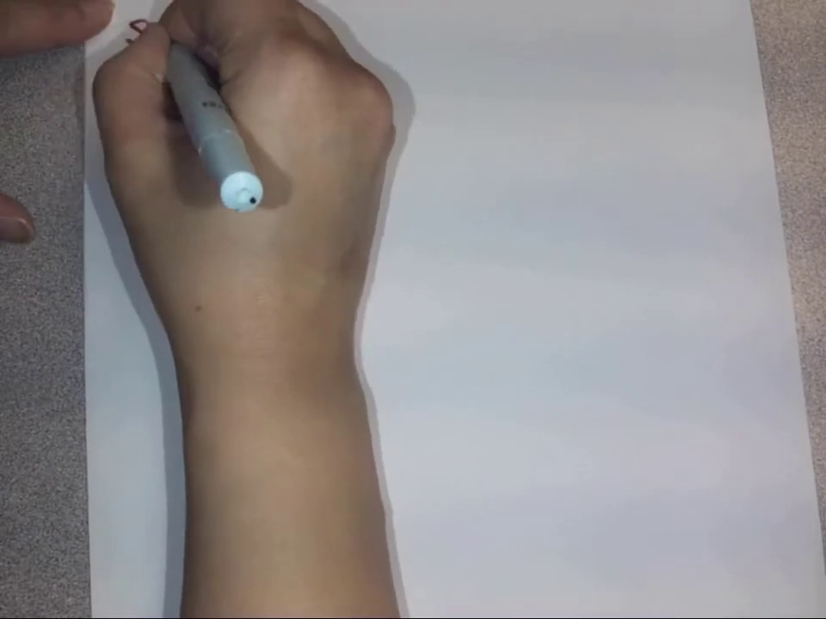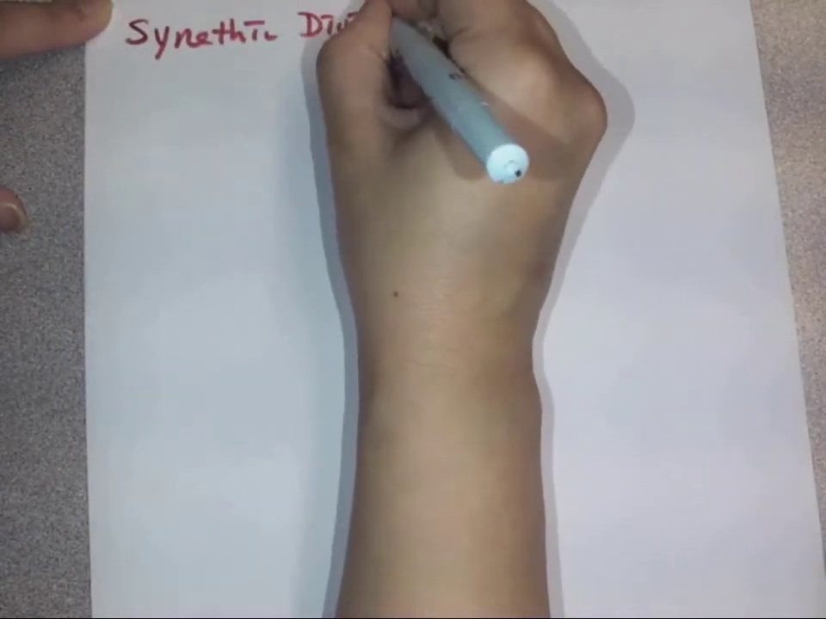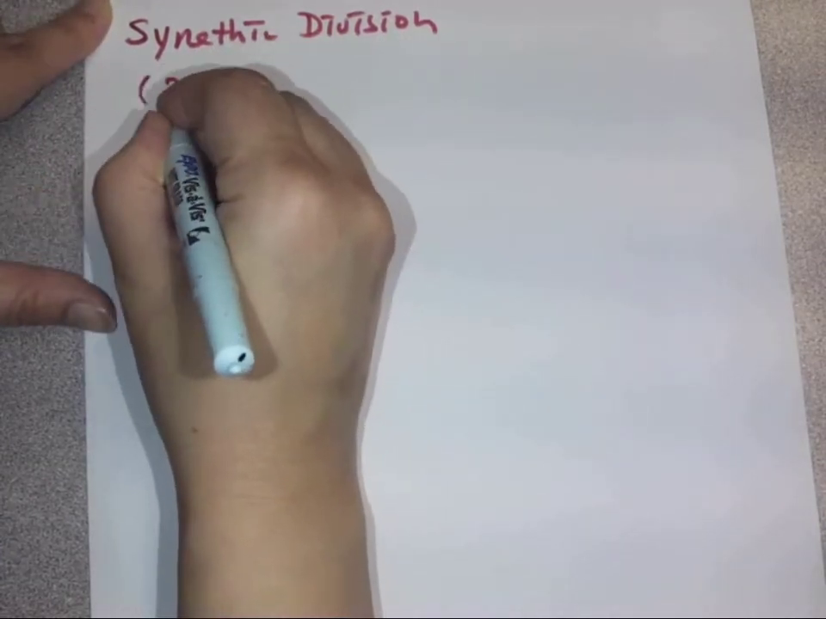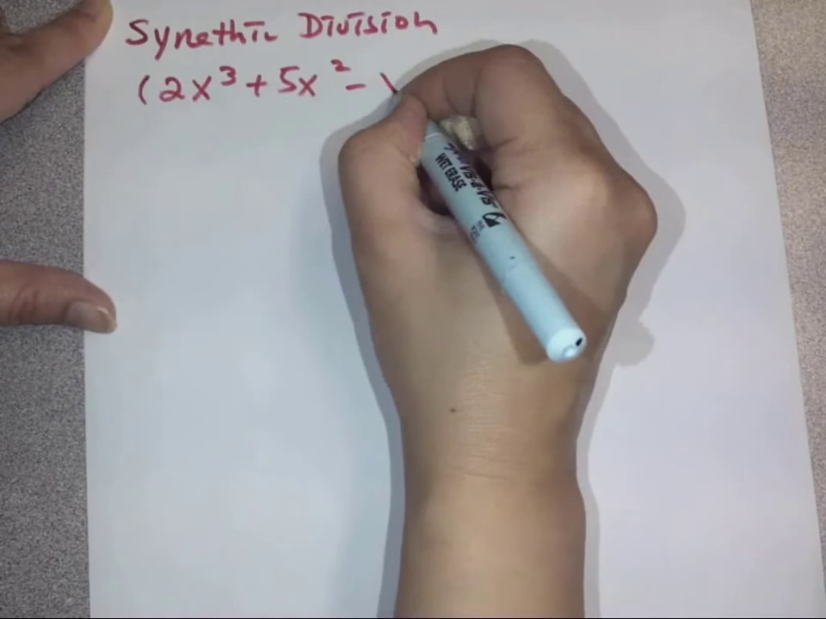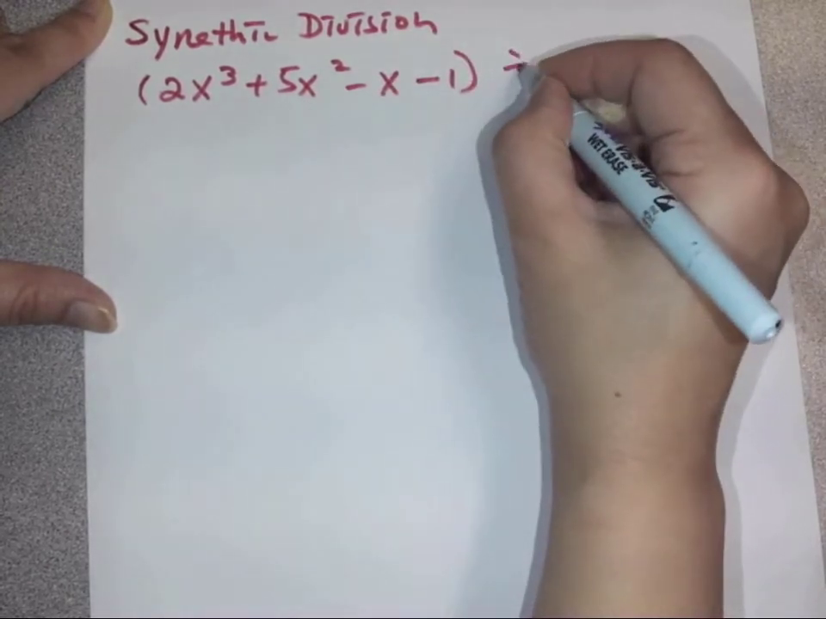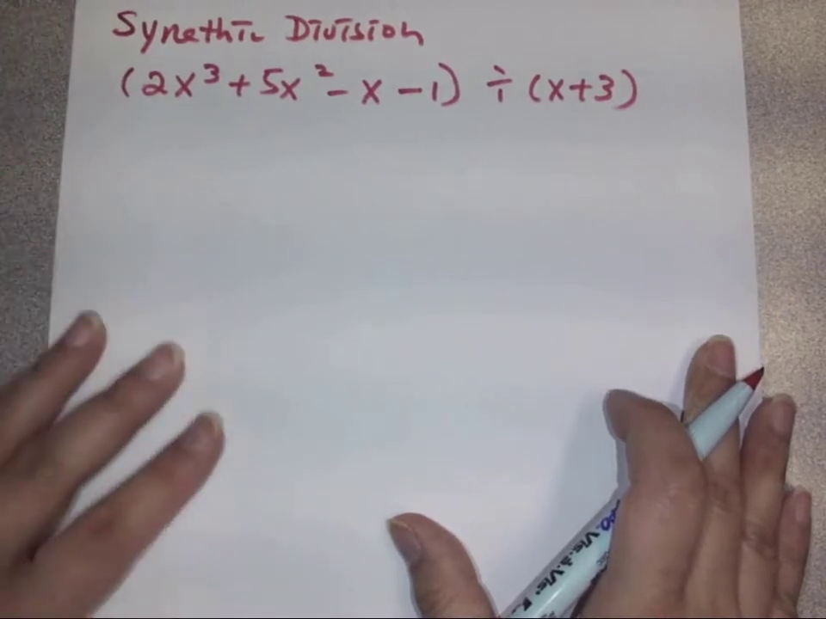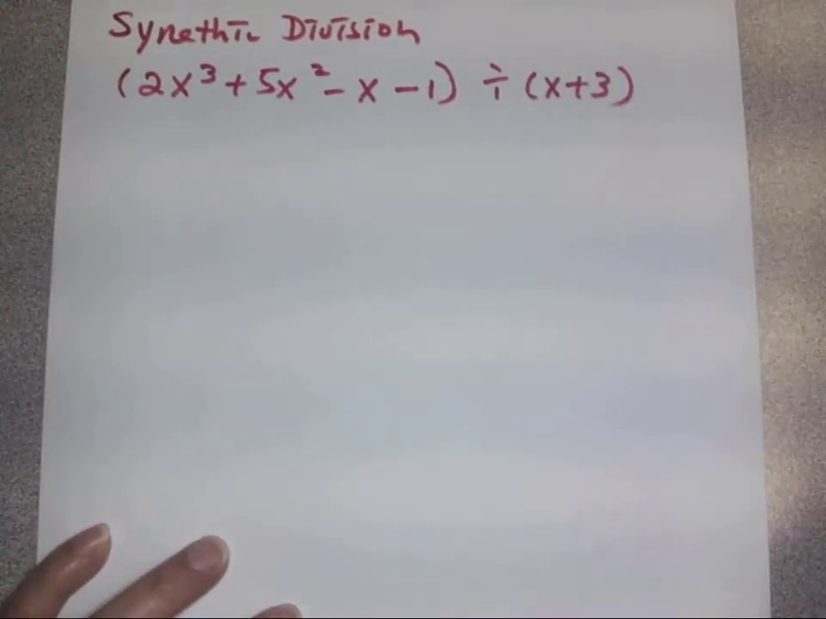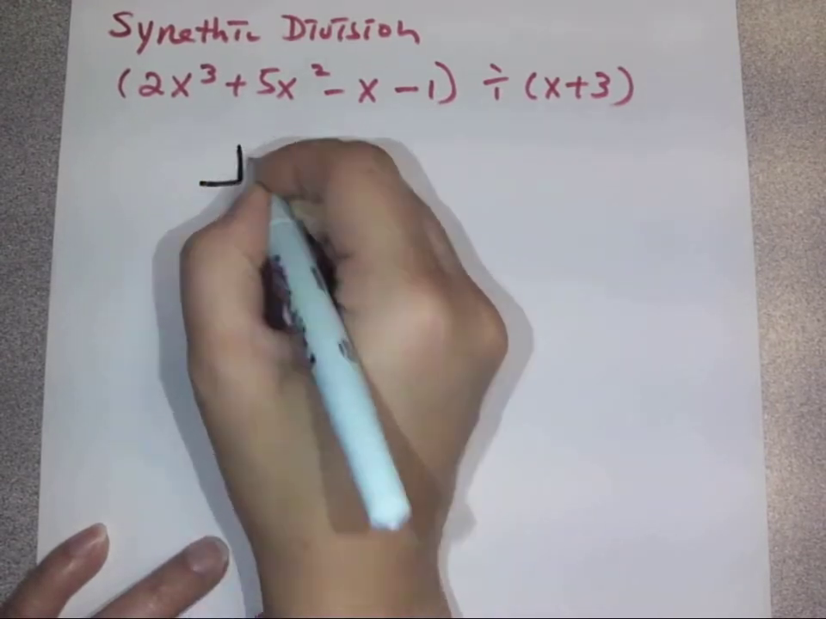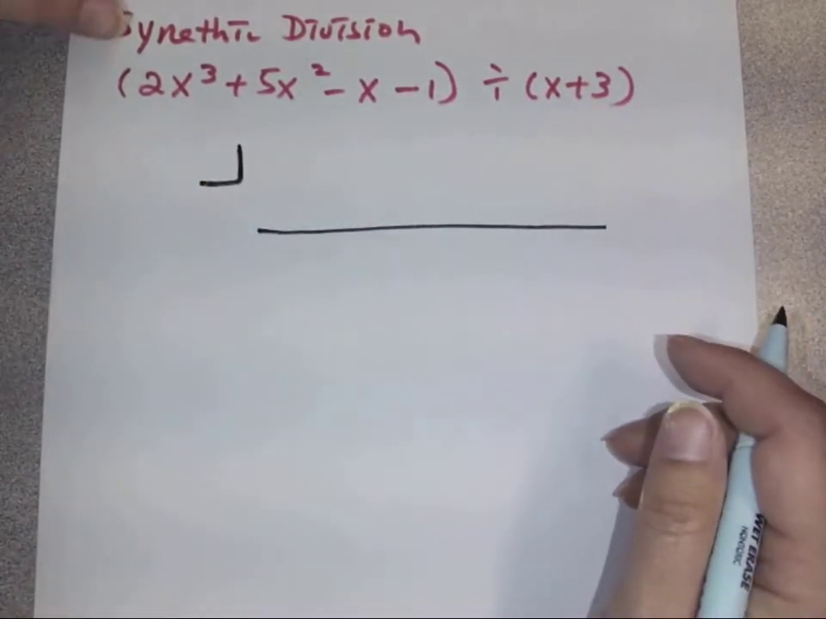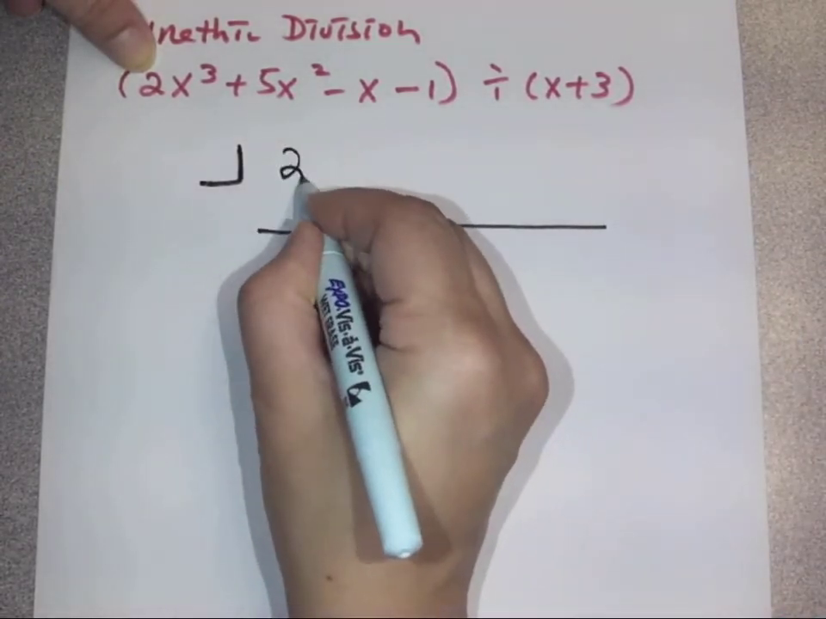So the last one is the same question. I just do it as synthetic division. So that was 2x cubed plus 5x squared minus x minus 1, divided by x plus 3. So this is a shortcut for the same question. It has a very specific way to organize the information. The dividend's coefficients go inside. So it's x cubed with the 2.